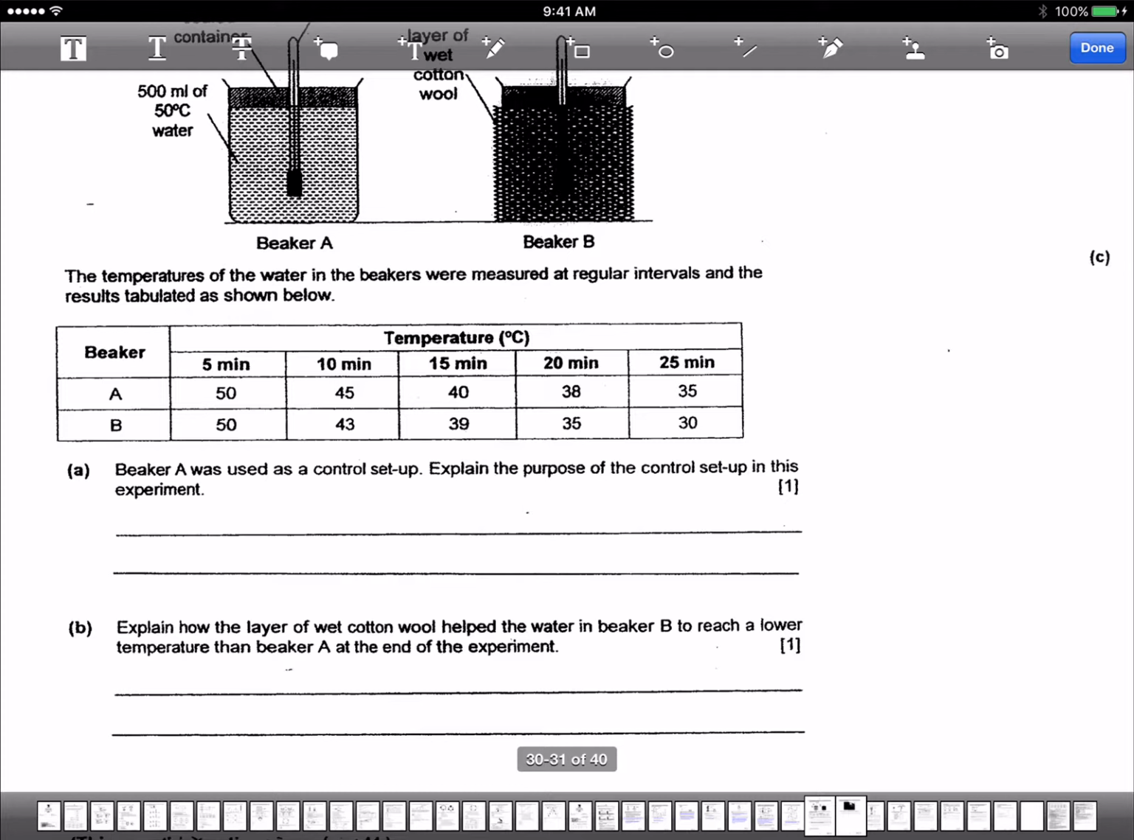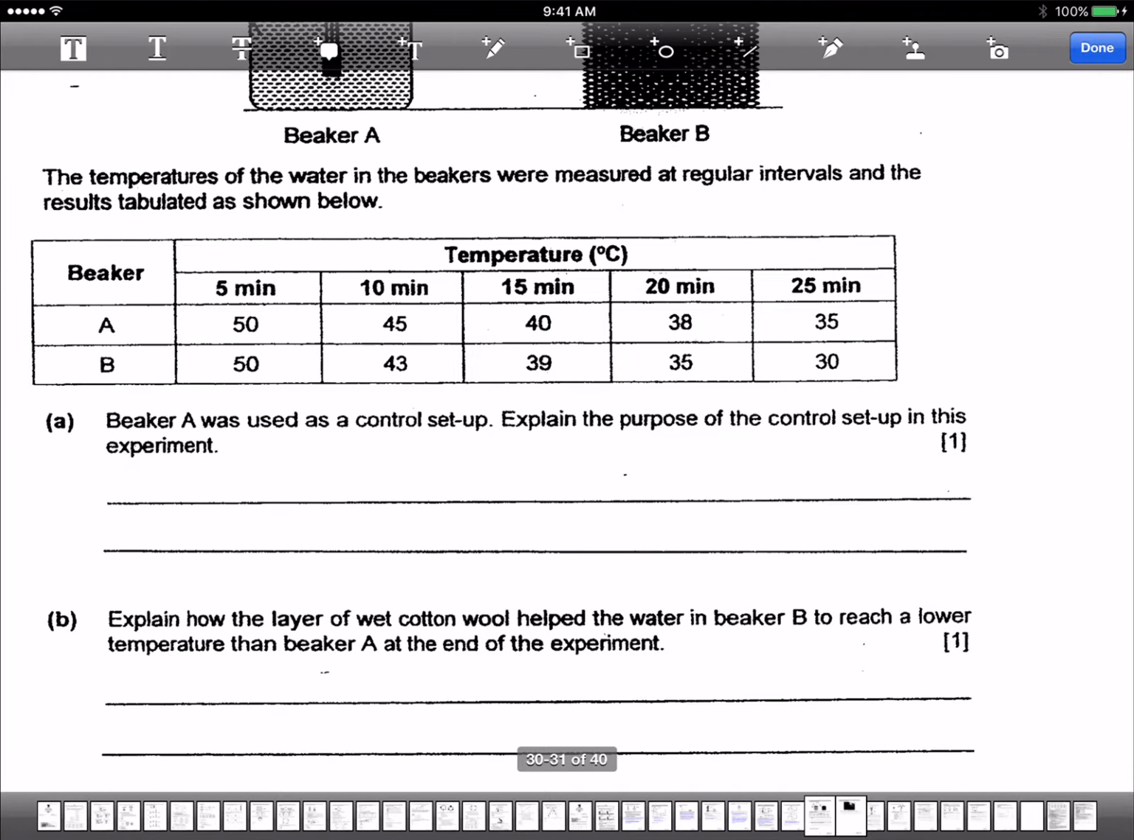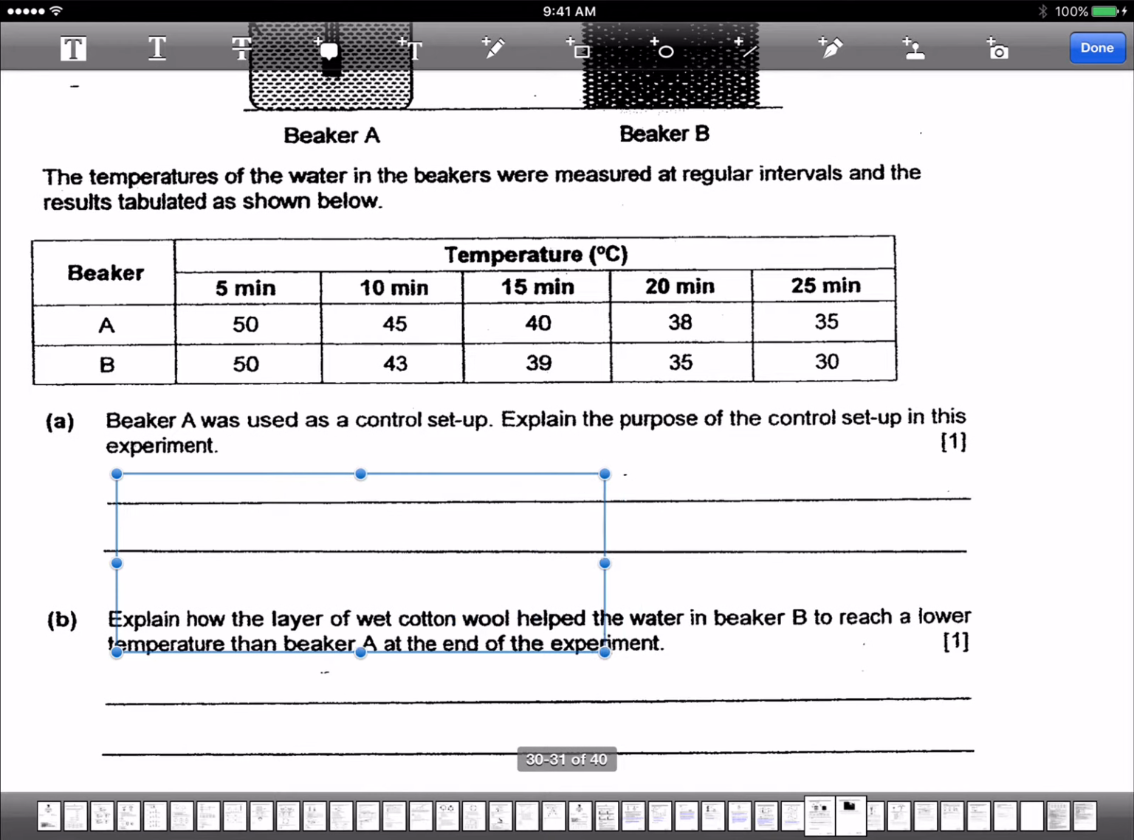Correct. Okay, something like that. To make sure that the two setups are different. No, I mean, then you don't need to put cotton wool. We can do something else. Now let me write it here.